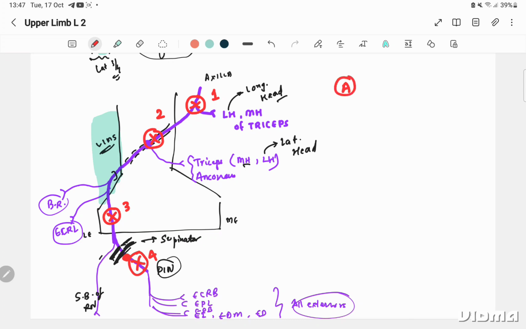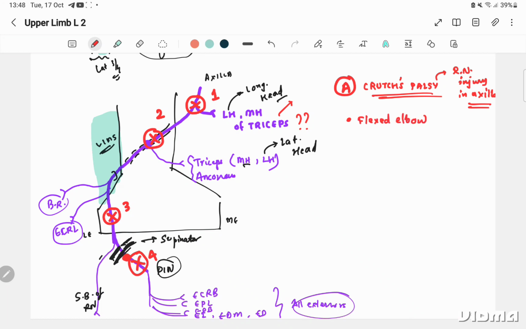The first injury, of radial nerve in axilla, will cause a condition called crutch palsy. I said yesterday that crutch palsy is due to the radial nerve injury in your axilla. What will happen due to this? The triceps will be paralyzed. Will the whole triceps be paralyzed? No, not the whole. The partial paralysis of triceps will result in flexed elbow, because triceps is an extensor.